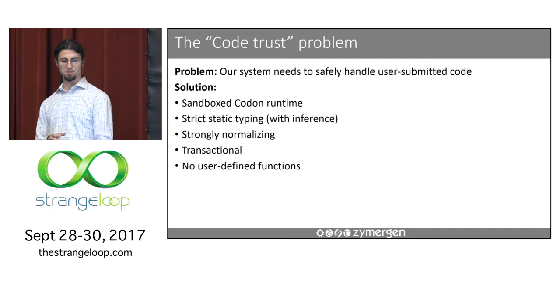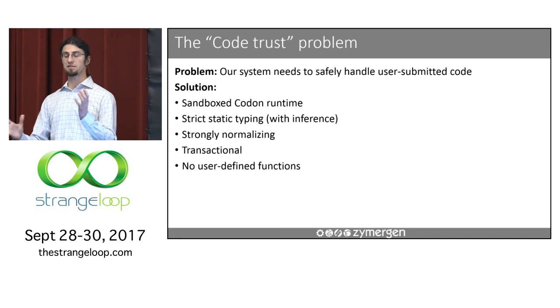The first one of these is a problem of code trust. Search spaces are complicated, and we can't predict what search spaces scientists will dream up in the future, so we need a sort of general purpose mechanism for them to express them, thus code. But we don't actually want scientists to paste Python code into our LIMS and then call it with eval, because that would be crazy. So our system needs to safely handle user-specified code somehow.